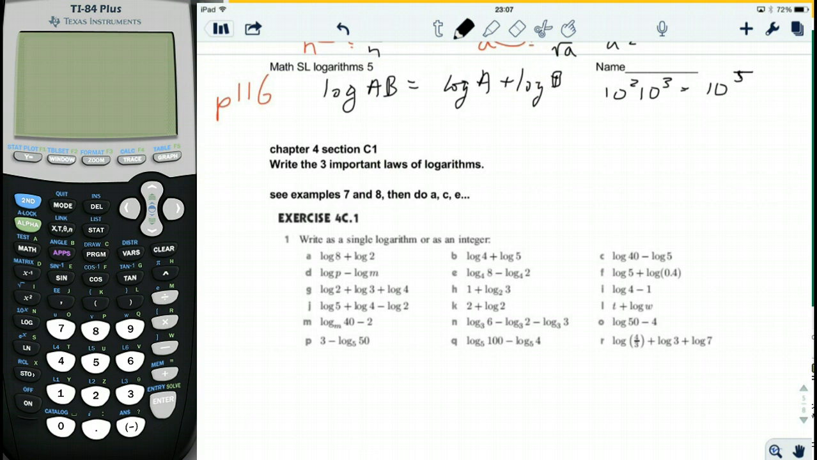Okay? And then you have a similar rule when you have a number divided by another number. Then you would have the log of the top number minus the log of the bottom number. And that is related to if you have 10 squared divided by 10 to the third, that is equal to 10 to the 2 minus 3.